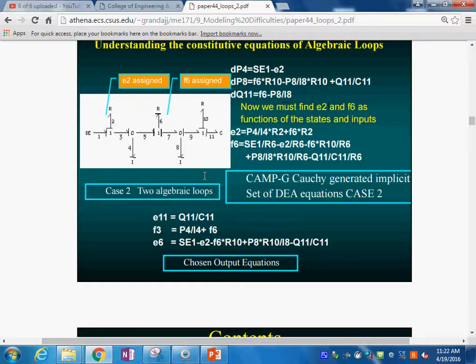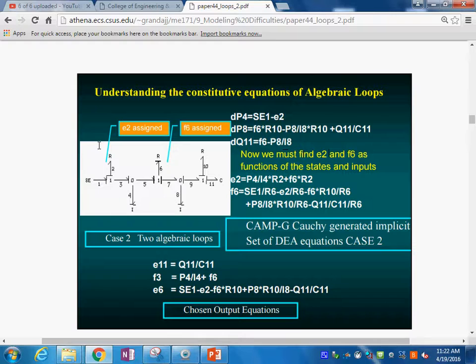If we go on the other alternative, where we assign it here and we also assign it over here, and you derive the equations, you are going to require these two equations. One for E2, that is the one assigned, and the other one for f sub 6, which is the one assigned here. And in this case you have two algebraic loops. That's why you need two additional equations. So that is the problem.